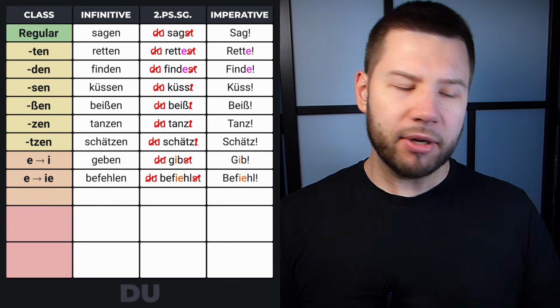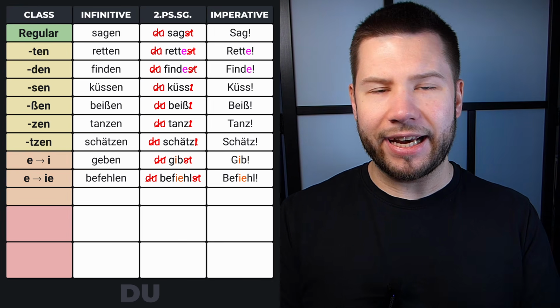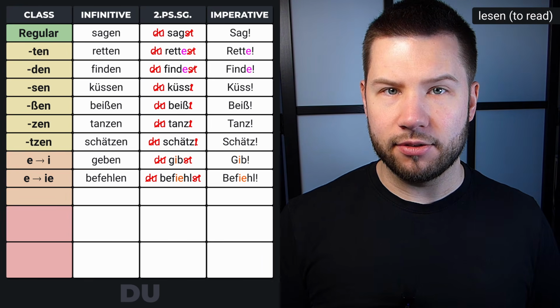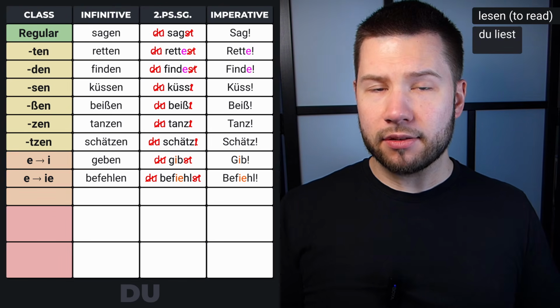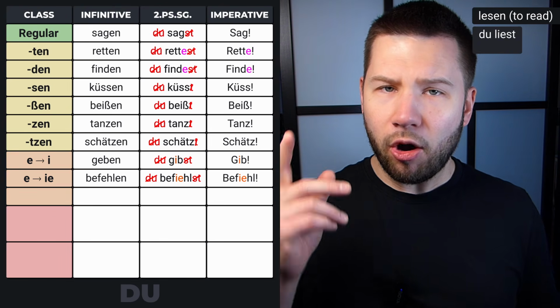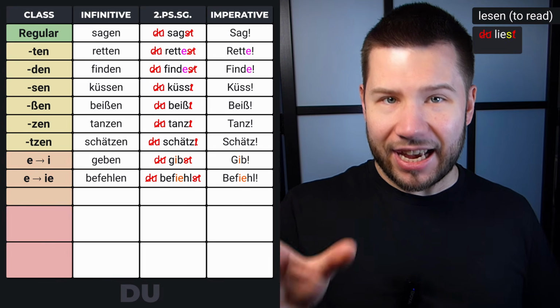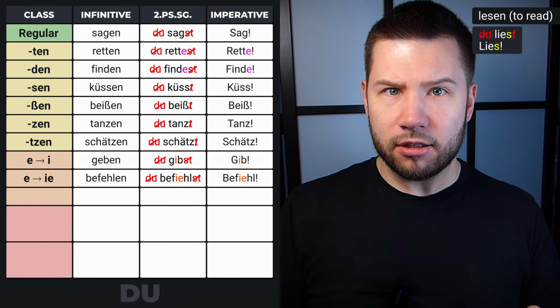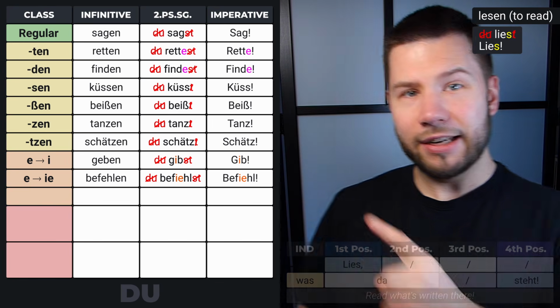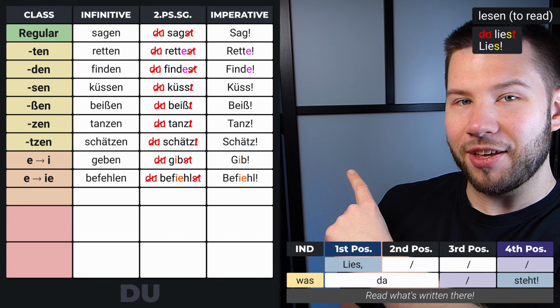Very dramatic. But I want to show you another verb from this class, lesen, to read. First, we put it into the second person singular form. Lesen, du liest. But now make sure to not take away the S, as it is part of the root. So the imperative is not lie, but lies. Lies, was da steht. Read what's written there.